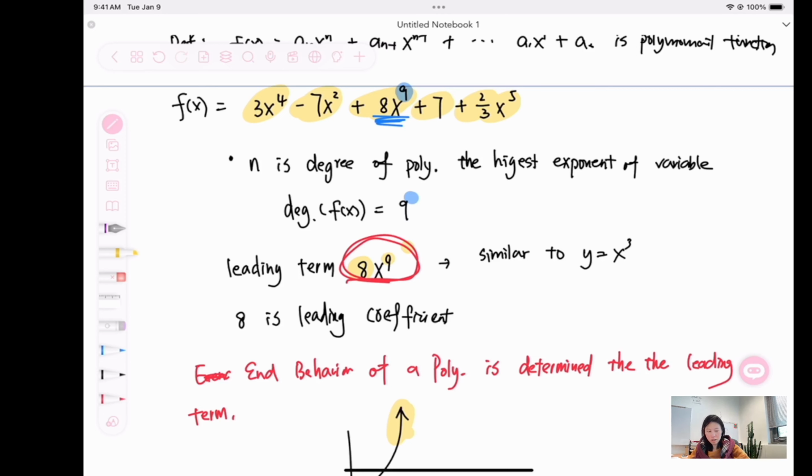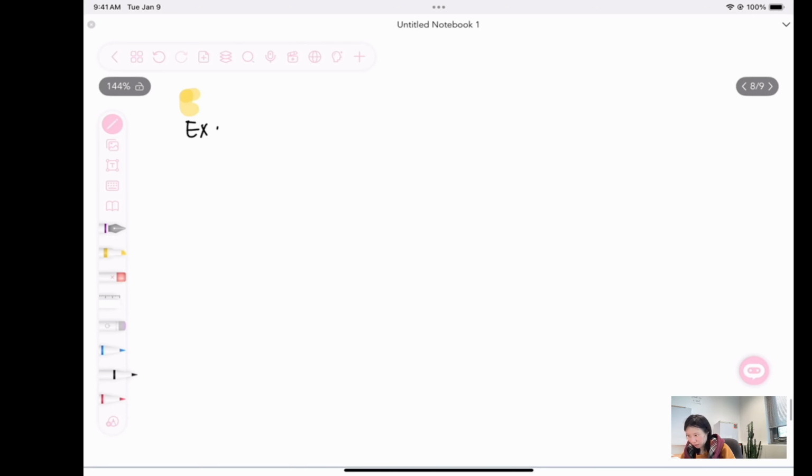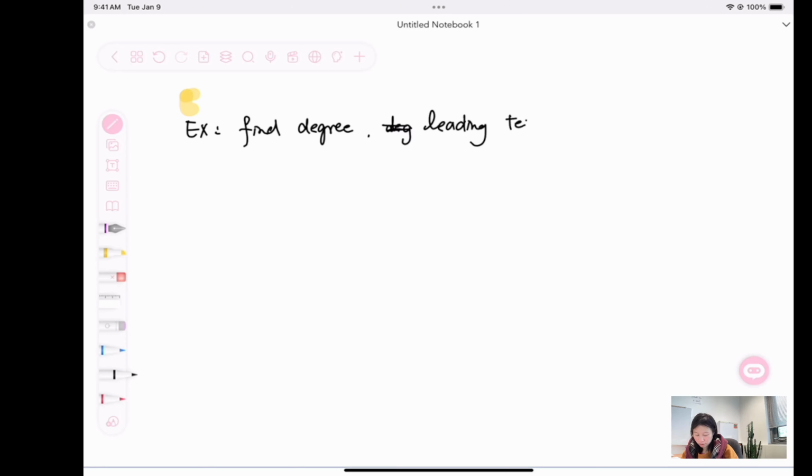Okay, now here are some examples. I want you to find the degree of the polynomial, the leading term, and the leading coefficient, and also the end behavior. EB means the end behavior.